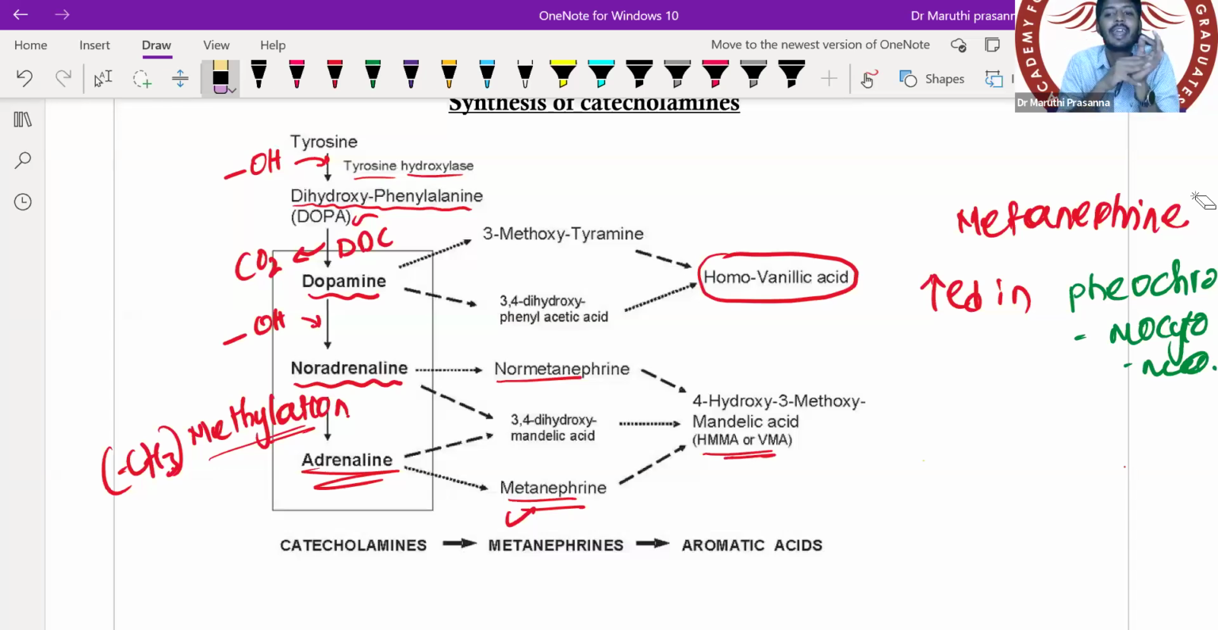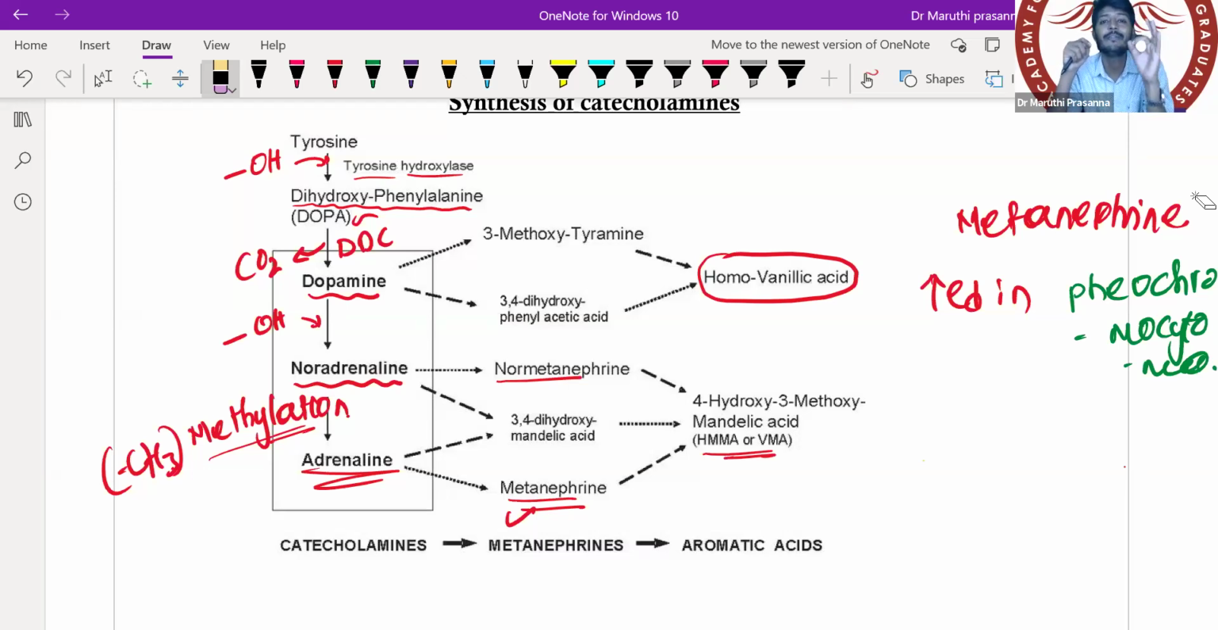We can do a nuclear scan called the MIBG scan, or we can go for CT or MRI abdomen for finding the location. But the best nuclear scan we use is the MIBG scan. Which scan? MIBG scan. After you find the tumor, because the patient will have elevated blood pressure, you need to control the blood pressure.